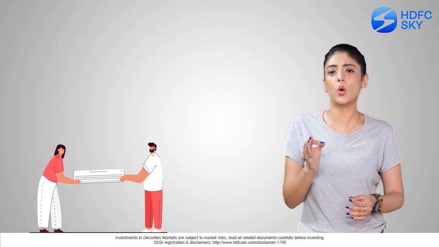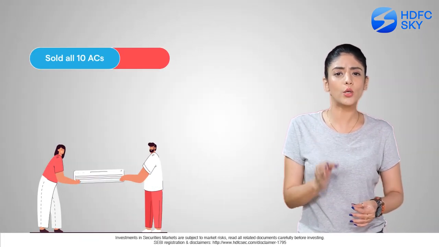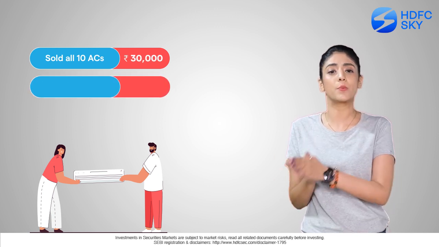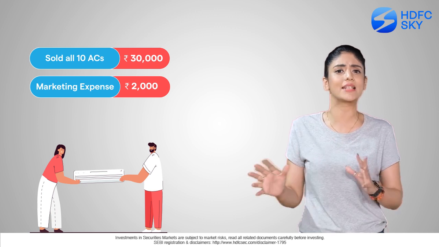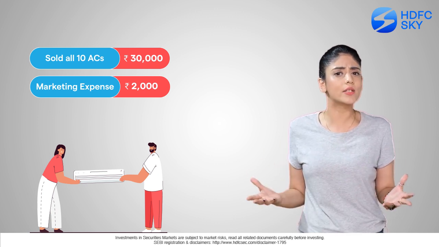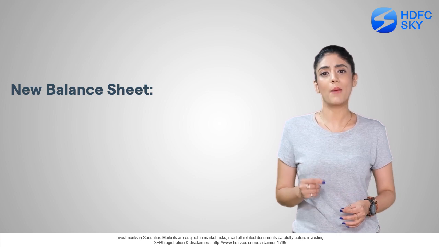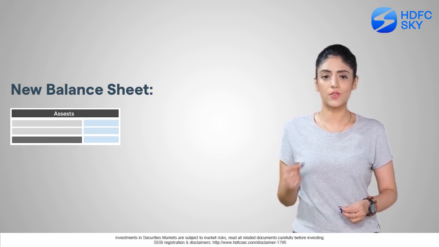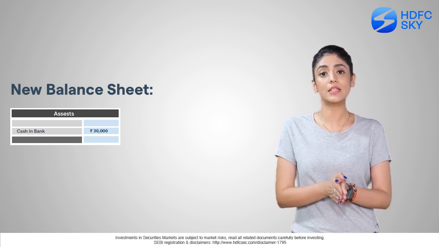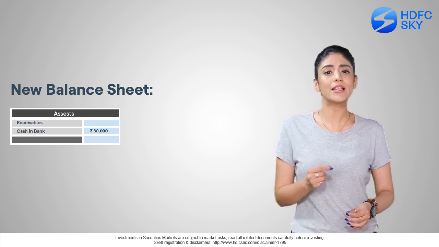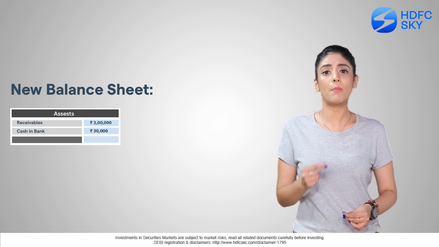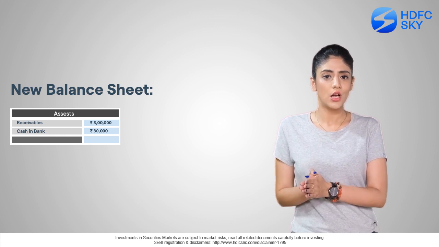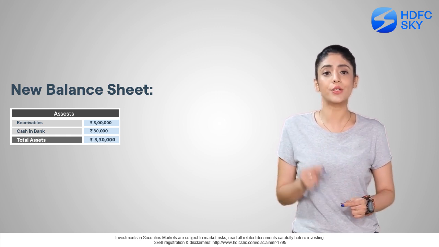हमने हमारी AC कंपनी का इनिशियल बैलेंस शीट बना दिया है. Now imagine that over the next 1 month, you sold all 10 ACs at rupees 30,000 each. But you had to spend rupees 2,000 per AC as marketing expense, or rupees 20,000 in total. Here's what your balance sheet will now look like. On assets, inventory is rupees 0. Cash in bank, rupees 30,000. Receivable is rupees 3 lakh. This is the money that you will receive from people whom you sold the inventory to. Total assets rupees 3.3 lakh.